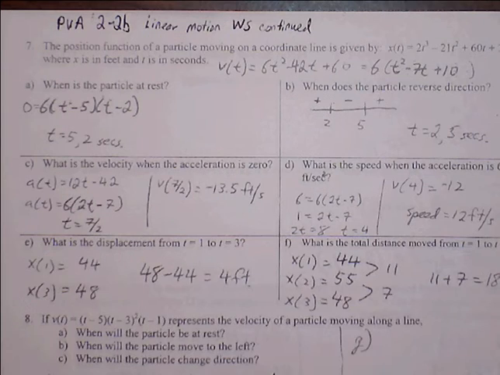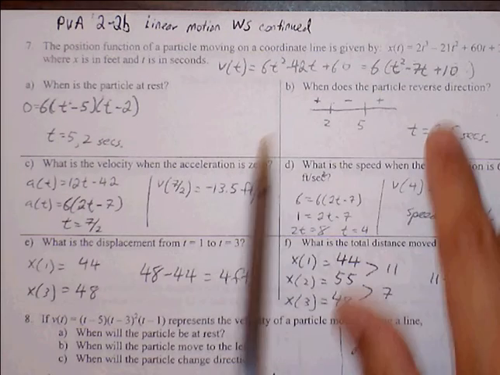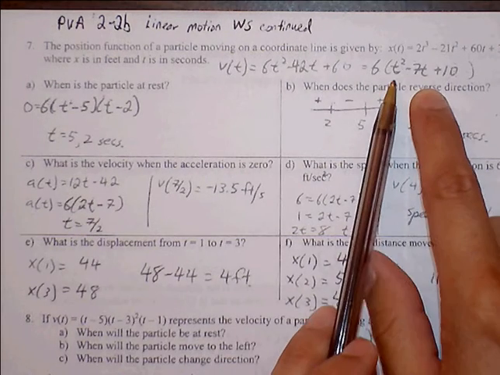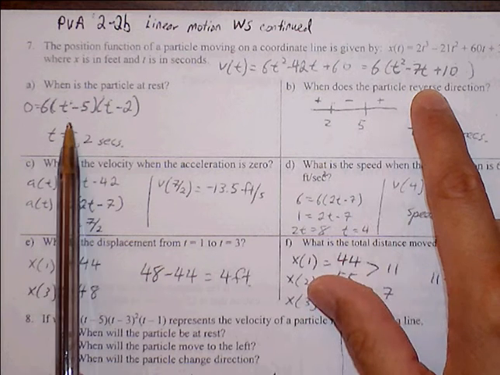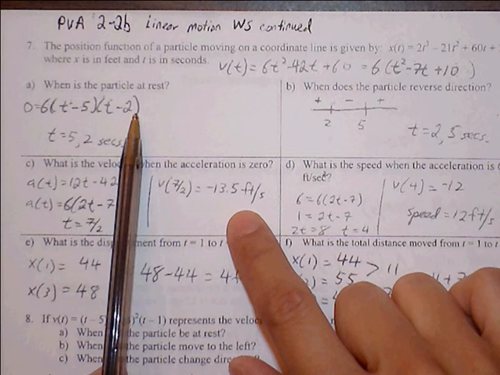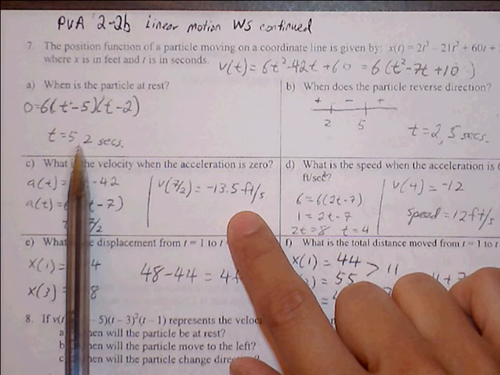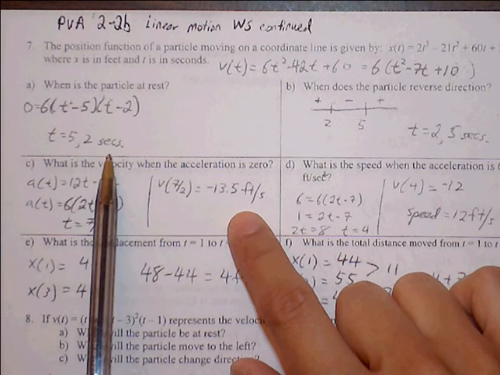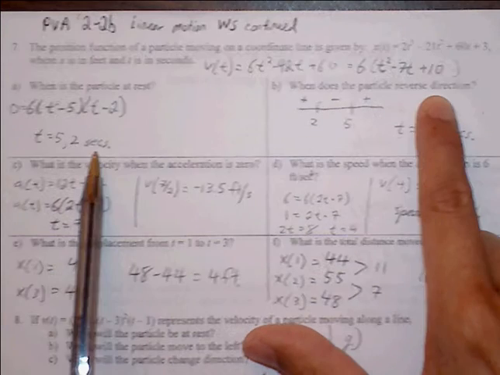When is the particle at rest? We now can take this factored form and factor a little bit more to get 6 times t minus 5 times t minus 2. This is our factored form for our velocity function. Set that equal to 0. Solve for t, and we get 2 and 5 seconds. Okay, that will lead to part B here.